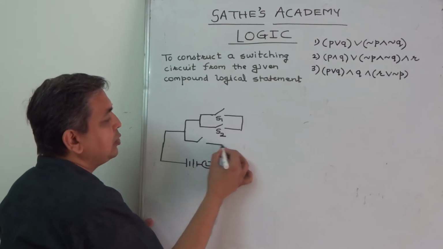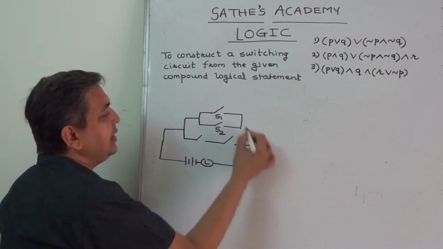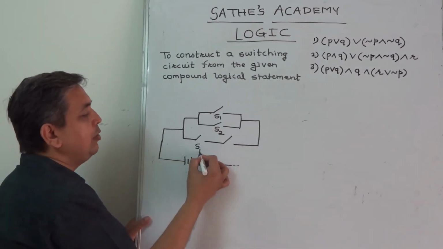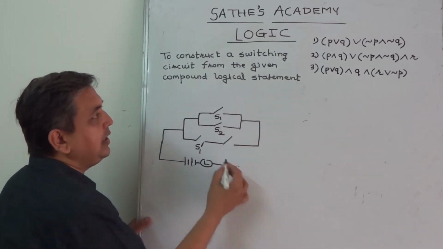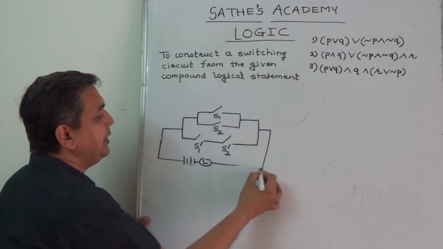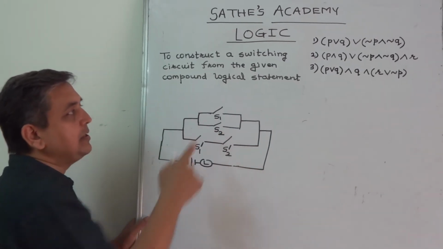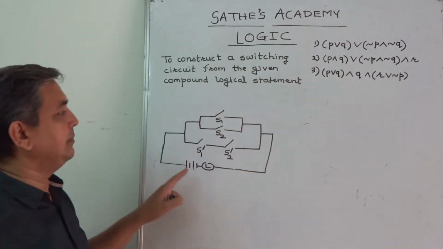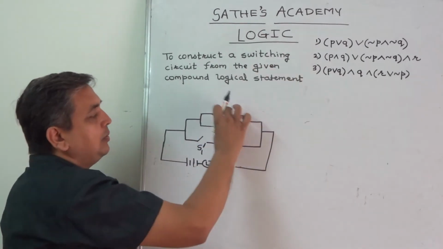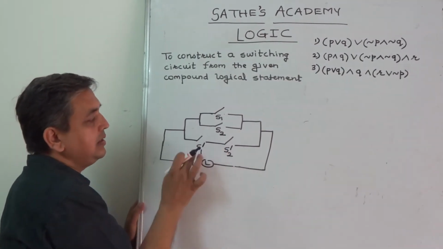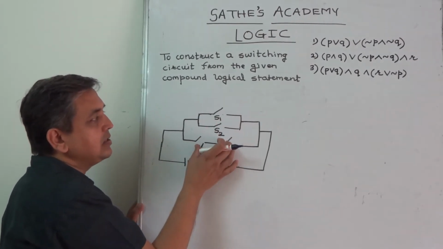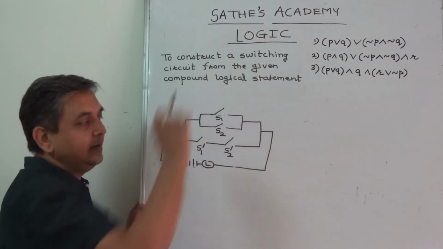Now these two switches are in series. So we write one switch over here. In the series we write another switch. We complete this. This is negation P, so it should be written as S1 dash. And negation Q should be written as S2 dash. And here we complete the circuit. So this is the representation for the first question. These two are in parallel, P or Q. These two are in series, negation P, negation Q. And this parallel combination and this series combination are again parallel to each other.